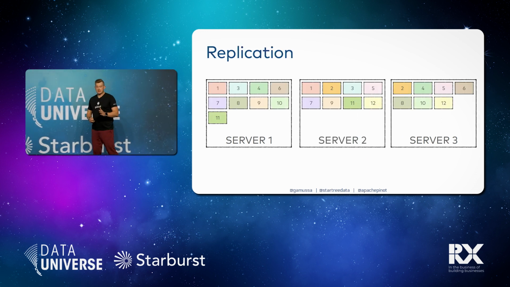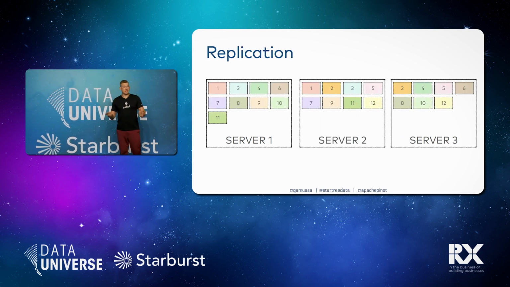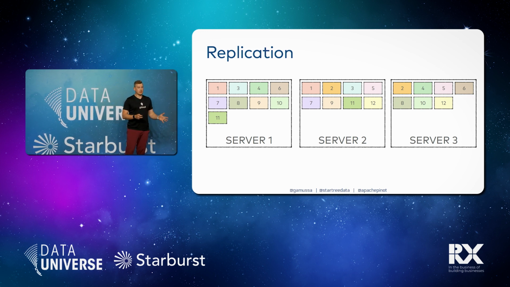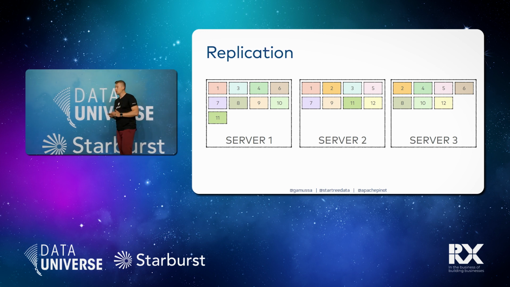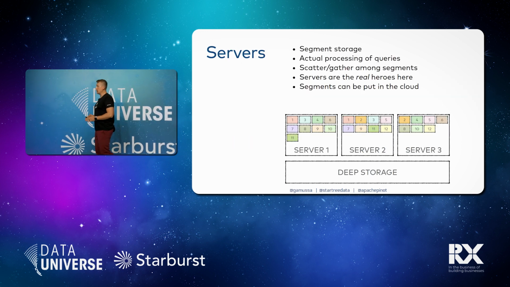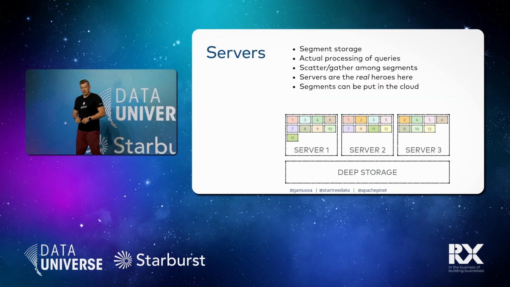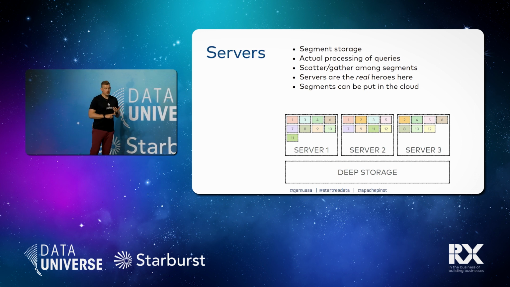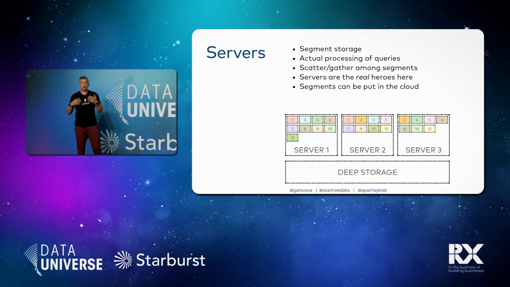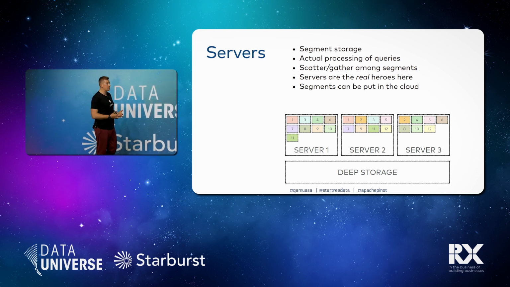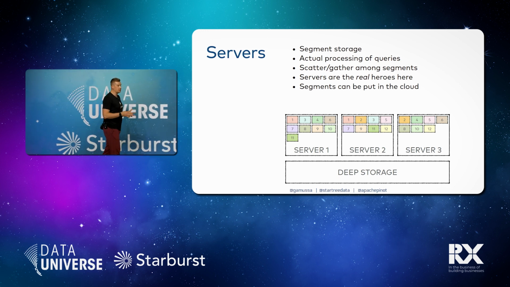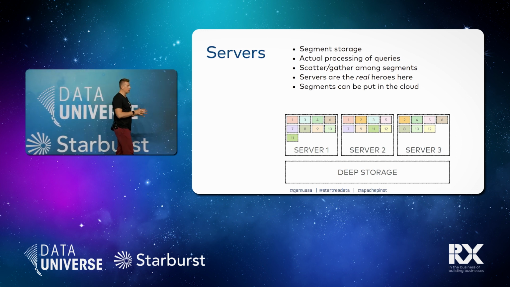Also, as you can see in this diagram, replication exists there. So if one of the servers goes down, another server will continue to serve the data from other instances. Servers perform storage; they keep the segments intact. They do the processing of the queries, and the segments can be saved in what we call the deep store.